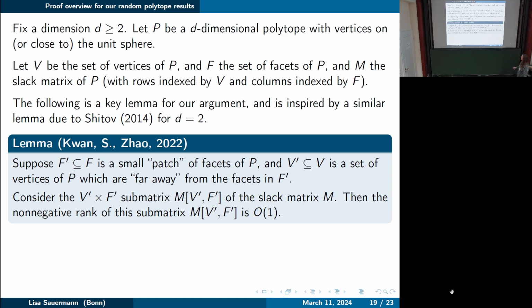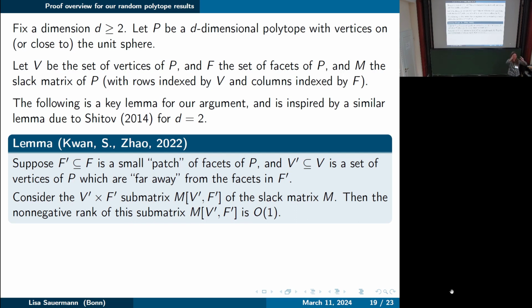And so what this lemma does is upper bound the non-negative rank of a certain submatrix of the slack matrix. So what this says is: let F prime be a small patch of facets of P. Now I'm of course very vague about what I mean by that, and we can discuss in more detail later, but I didn't want to get too technical. So just imagine a little piece of the unit sphere, and take the facets with the vertices which are roughly there or close to there.